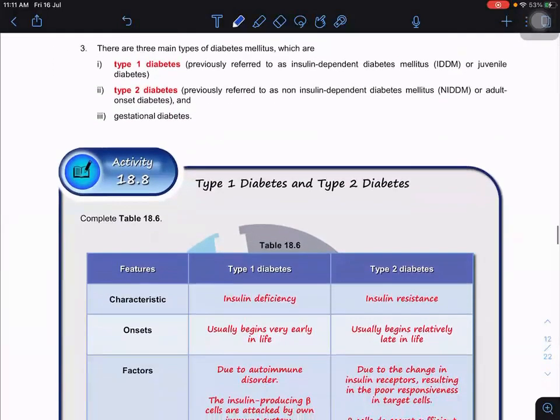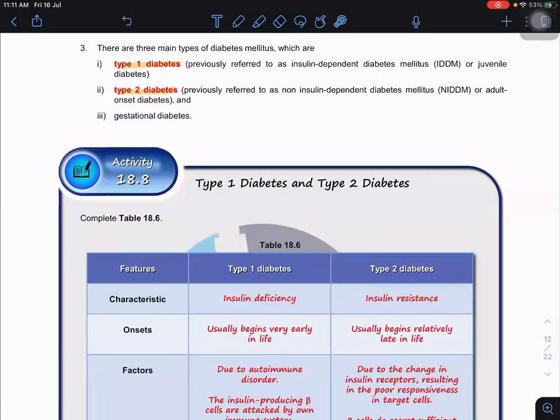So there are three main types of diabetes mellitus, but for us, we only need to know type 1 and type 2. Type 1 was previously referred to as insulin-dependent diabetes mellitus or juvenile diabetes. So with type 1 diabetes, basically, the onset is relatively earlier. It's sometimes a genetic defect.